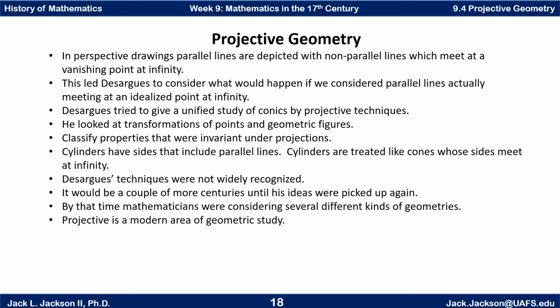Cylinders have sides that include parallel lines. Cylinders were treated by Desargues as like cones whose sides meet at infinity. With cones, the sides come together to a point, and he said cylinders are basically the same thing, but that point, if you extend it on out, is at infinity. And by treating them this way, he was able to treat them at the same time.